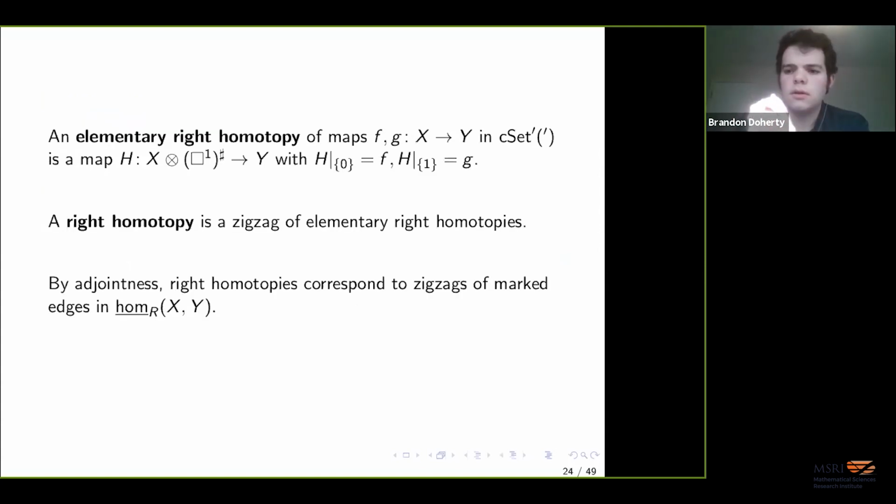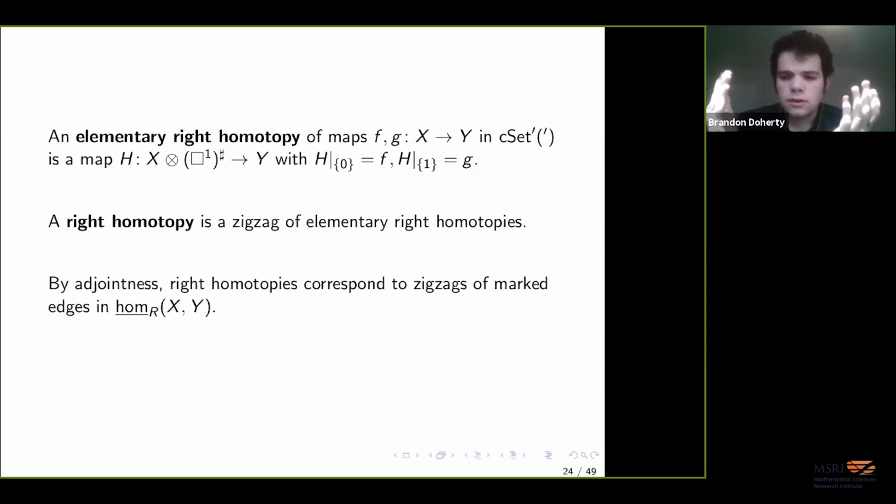Right, and so now in the Grothendieck model structure, we defined homotopy in a way that involves taking the geometric product with the standard 1 cube. Now the appropriate notion of homotopy for this model structure on marked cubical sets involves taking the geometric product with the maximal marking of the standard 1 cube, box 1 sharp. So we can define an elementary right homotopy of maps from X to Y. That's a map from X tensor box 1 sharp to Y that restricts to each of these 2 maps at the endpoints.